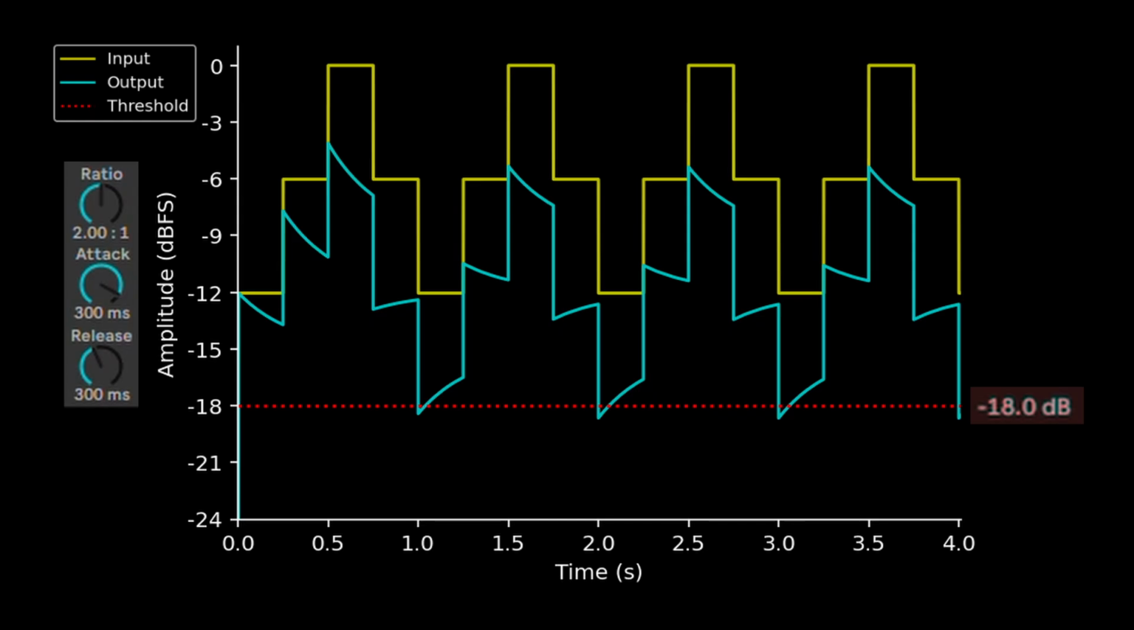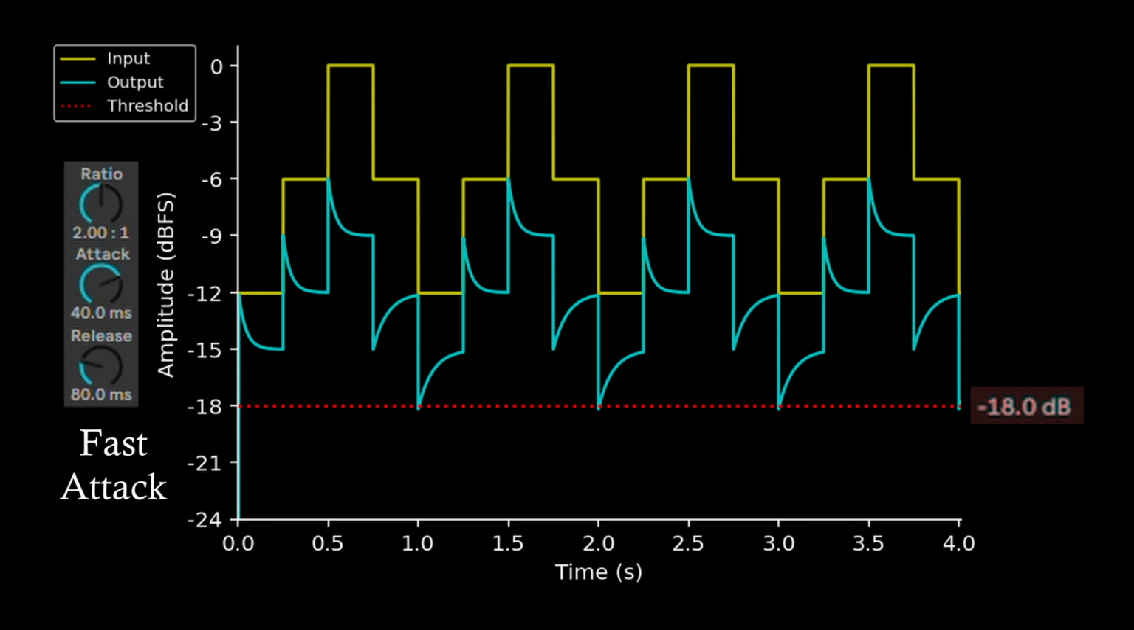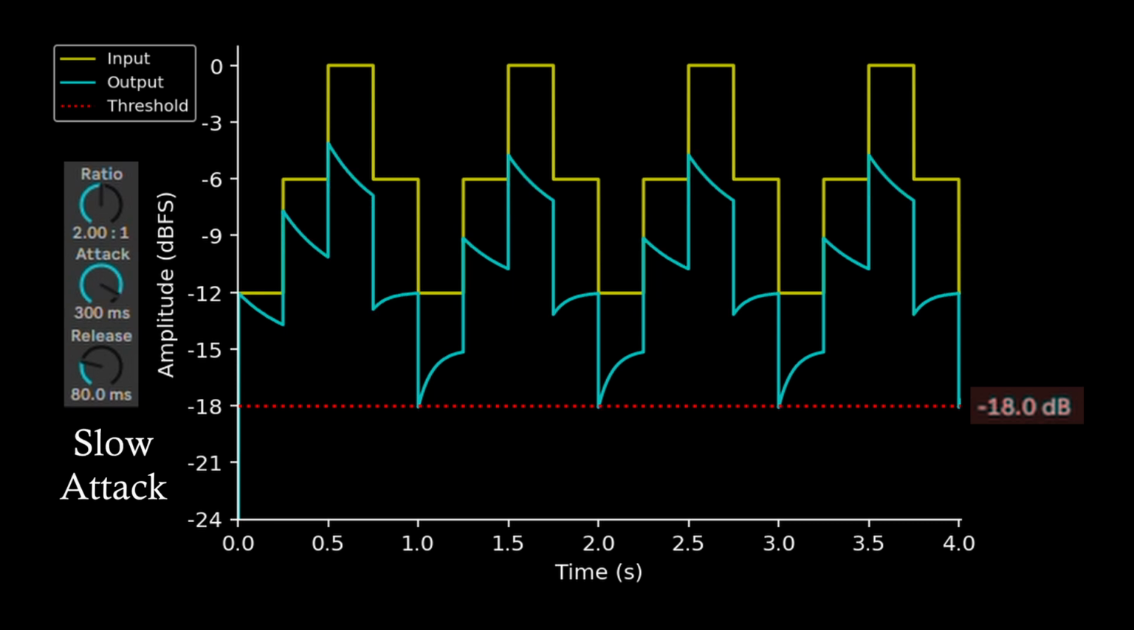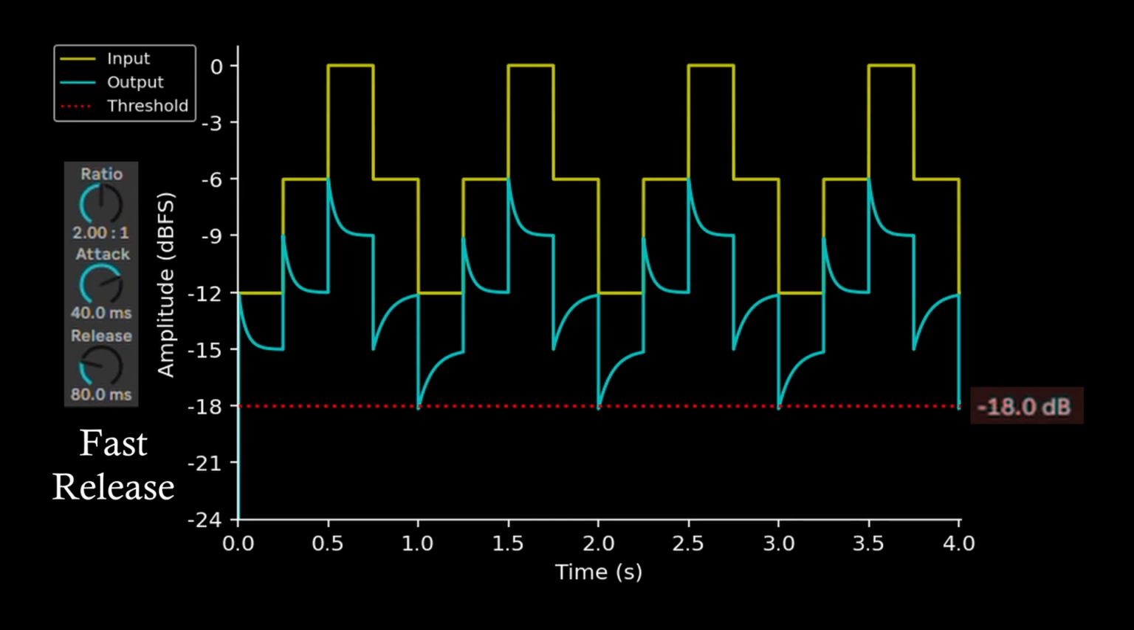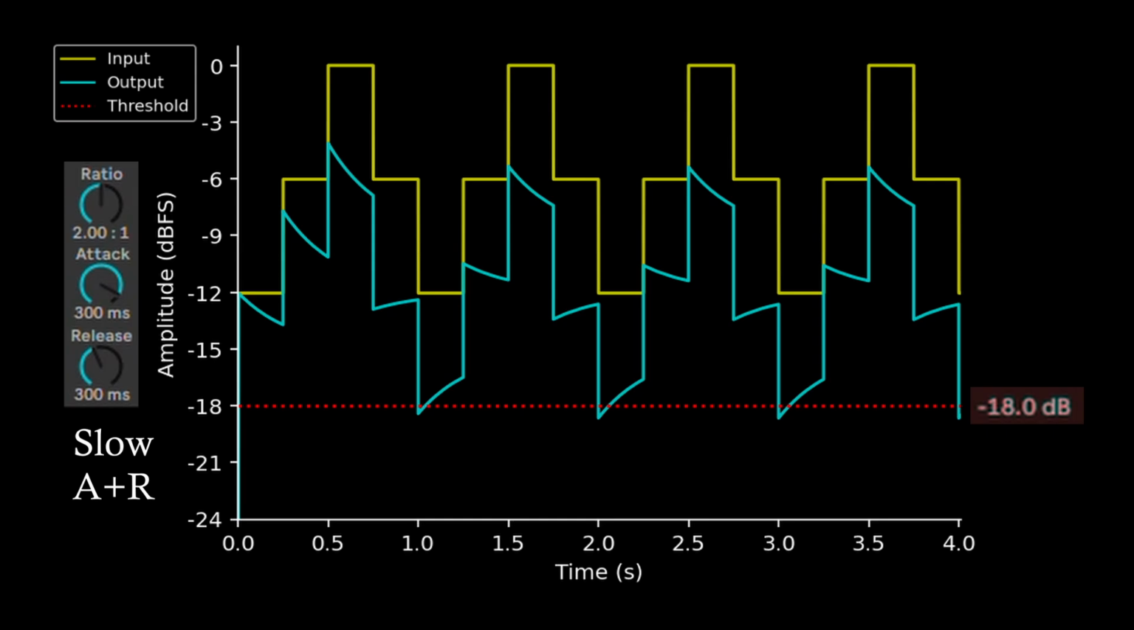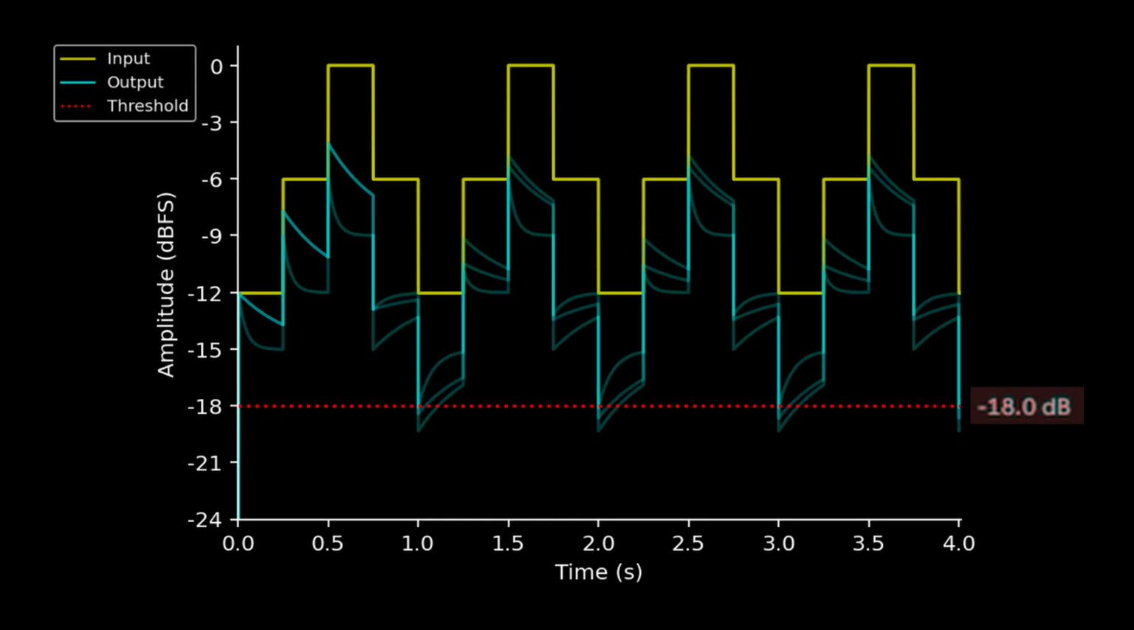Practically, what this means is that increasing the attack time results in higher amplitude peaks, increasing the release time results in the signal dropping lower, and increasing both results in a more subtle, smooth compression. If we overlay these three outputs on top of one another, we can see that adjusting the attack and release times does have a pretty substantial effect on the output signal.